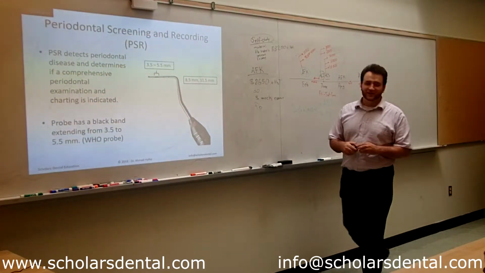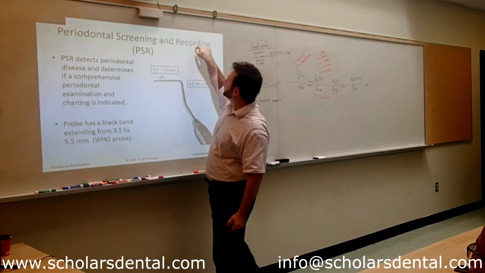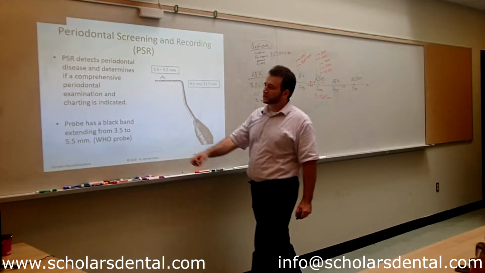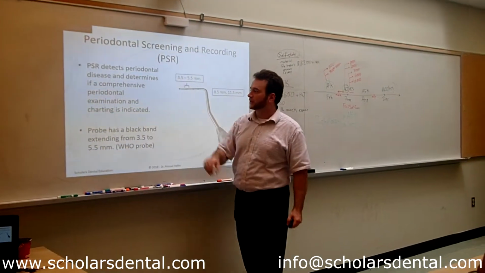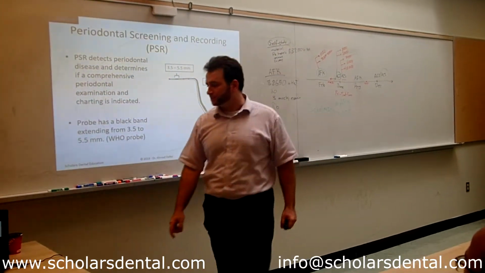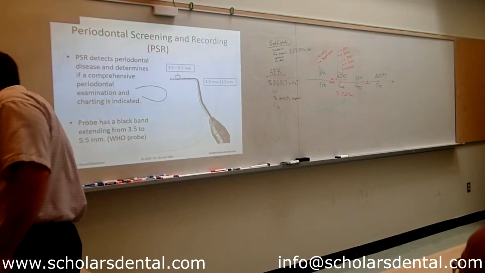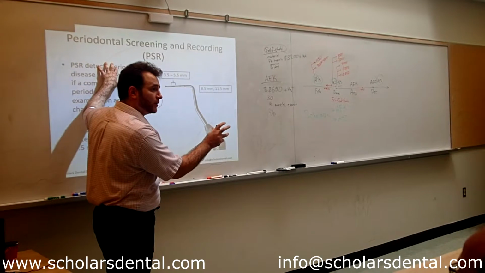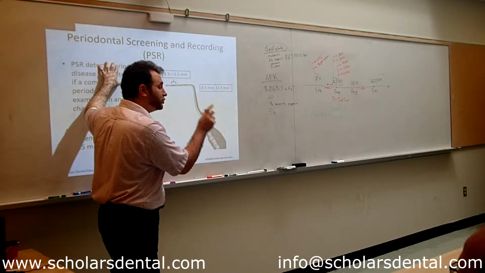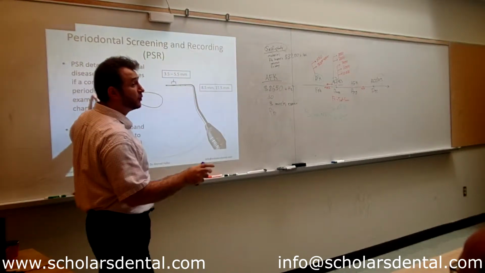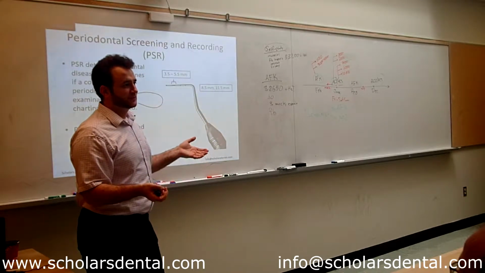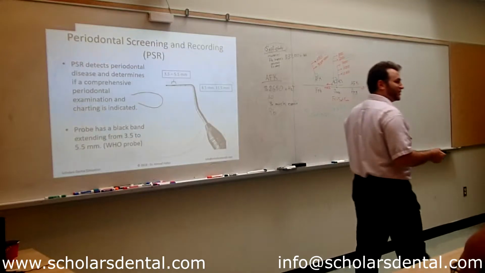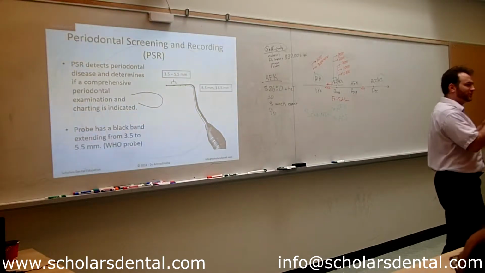This one. So PSR, periodontal screening and recording. PSR detects periodontal disease and determines if a comprehensive periodontal examination and charting is indicated. So what does that mean? PSR is basically a quick way to evaluate the gums, and from the PSR, you determine if you really need to do a full periodontal exam. So it's an exam to tell you if you need to do an exam. It's a way to measure the gums to see if you really need to do one.